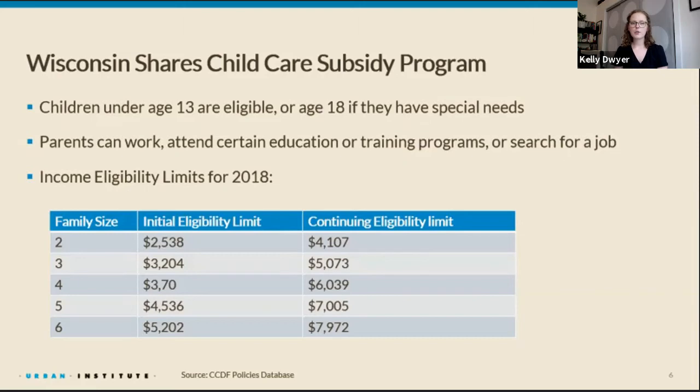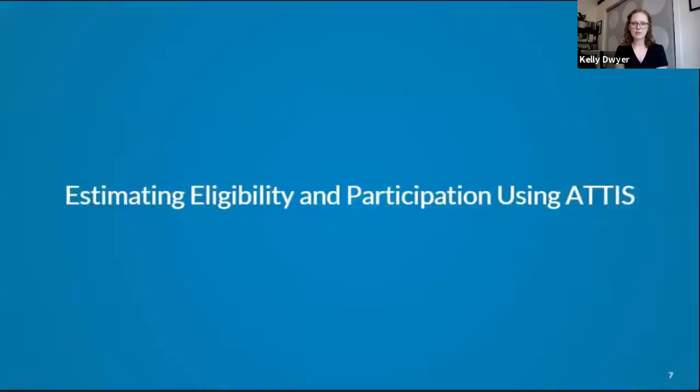The first is for families who are initially applying for the program. They had to have income below 185% of the federal poverty guidelines, and families who are already enrolled and maybe reapplying after their initial spell of eligibility ended can have income up to 85% of the state median income. And so this will become more important later as I discuss the ADIS microsimulation model.